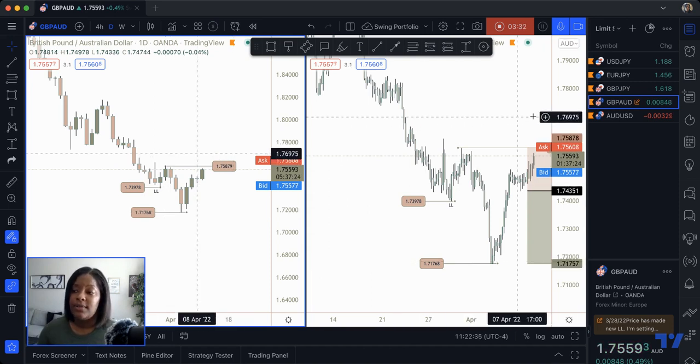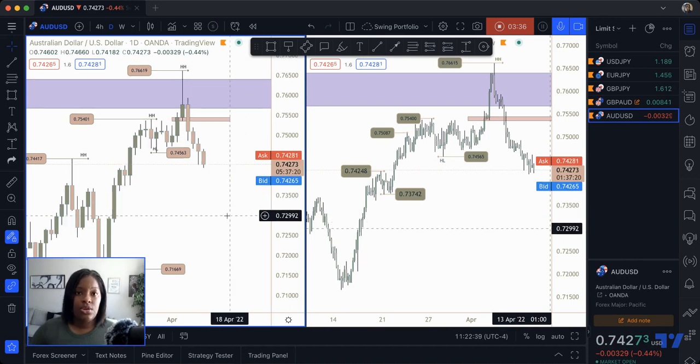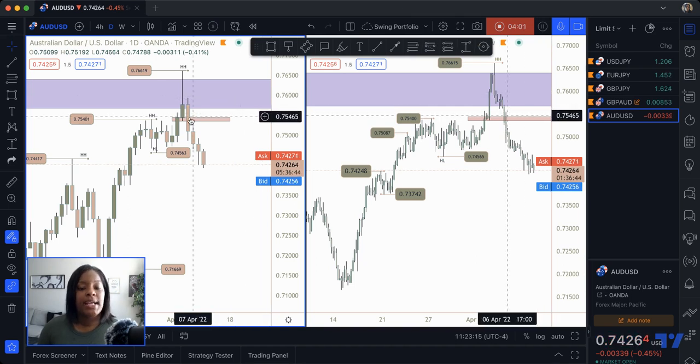So that's pound AUD. Now, one of the reasons why I'm even more neutral on pound AUD, with the buy or the sell, is because AUD USD has reversed. I just took a recent buy on AUD USD. Actually, I got stopped out, and price pushed up a little bit higher, and so I sat on my hands.